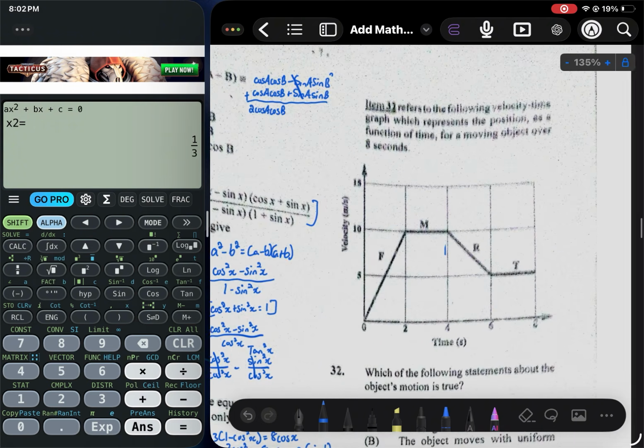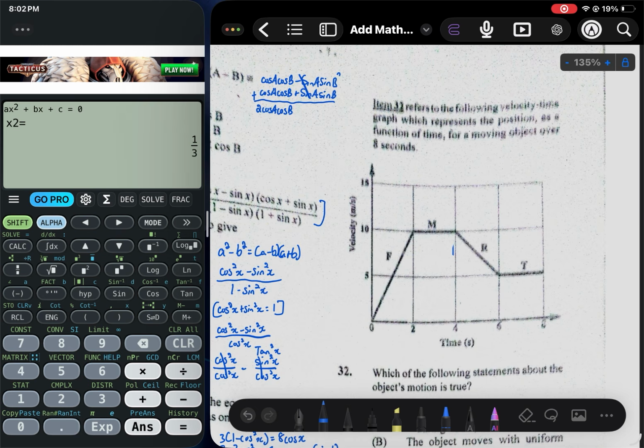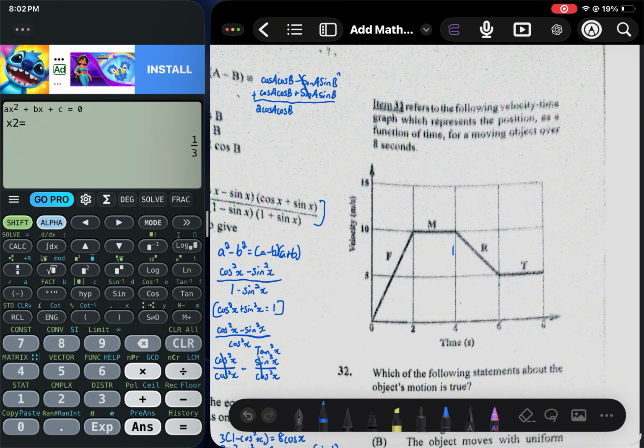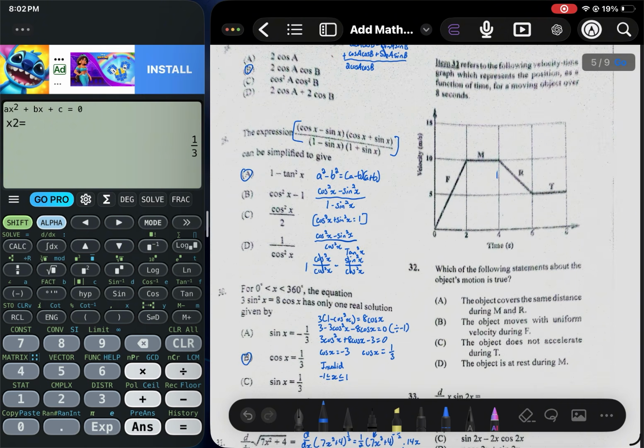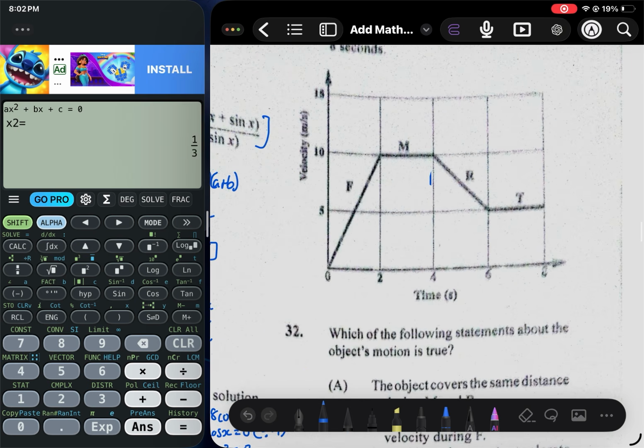Item 32 refers to the following velocity time graph, which represents the position as a function of time for a moving object over 8 seconds. So which of the following statements about the object's motion is true? The object covers the same distance during M and R? No. To find the distance traveled, it would be the area under the graph. So M and R do not have the same area.